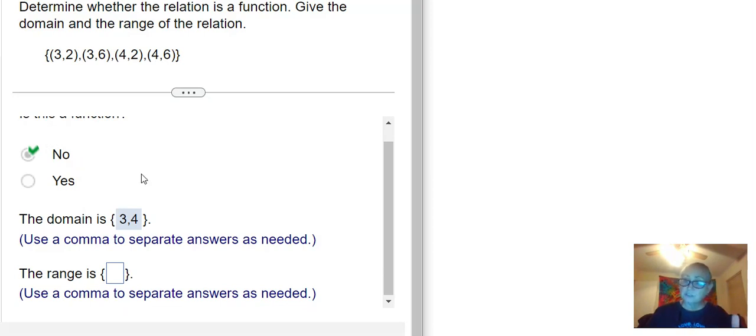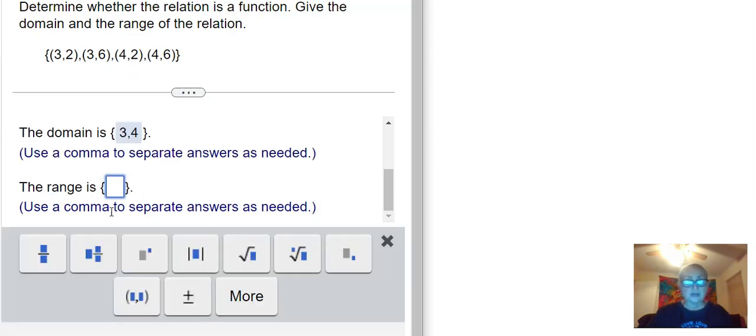And the range is the set of outputs, or in this case, the Y values. So we've got a 2 and a 6, and then they repeat. So once again, for this range, we just put 2, 6.